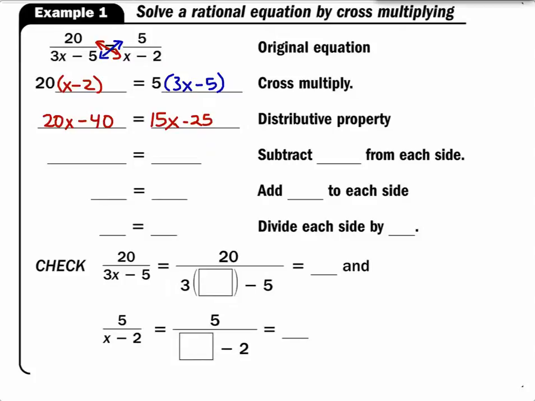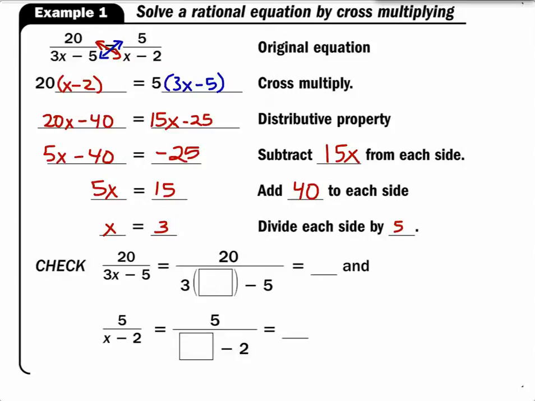I mean, it gets pretty pedantic, I guess. Quickly, we're going to subtract 15x from each side. And so that makes 5x minus 40 equal to negative 25. And then we're going to add 40 to each side. So 5x equals 15. Divide each side by 5. So we get x equals 3. Boom.